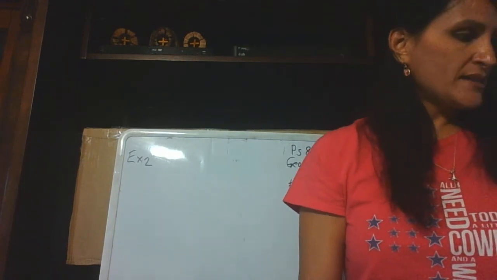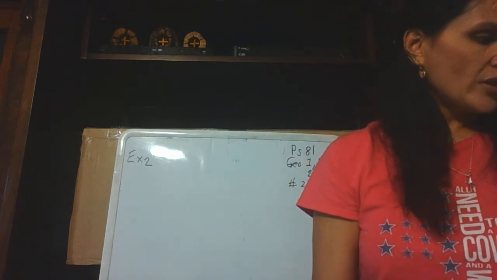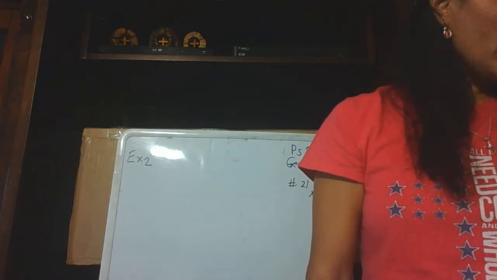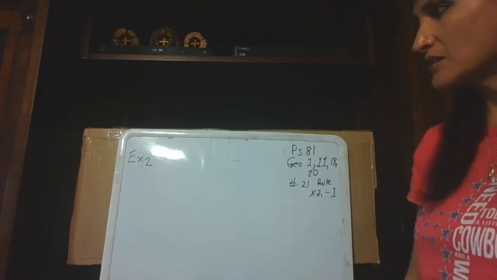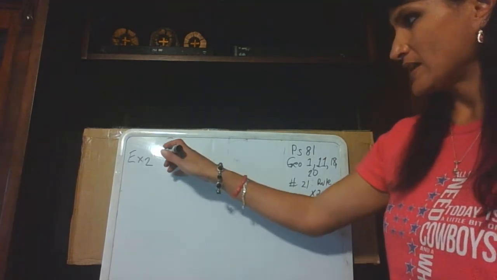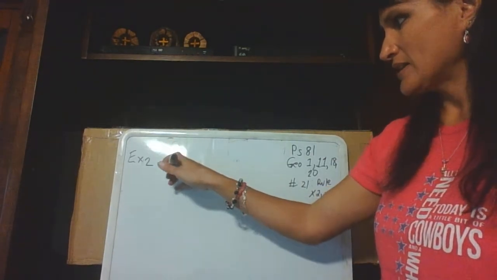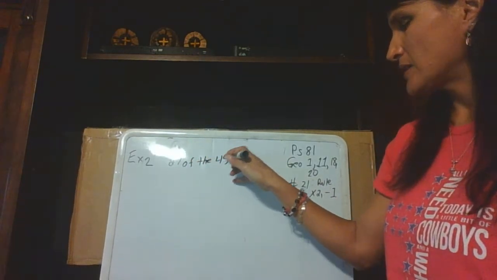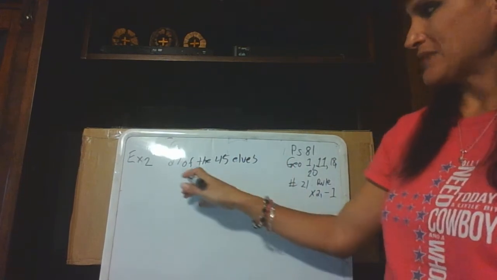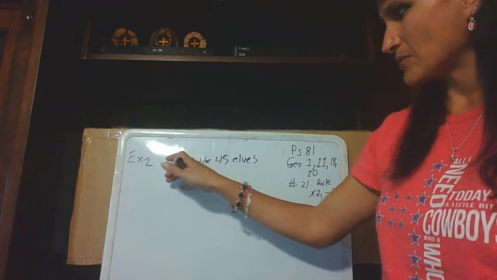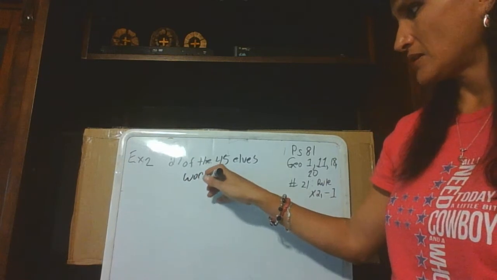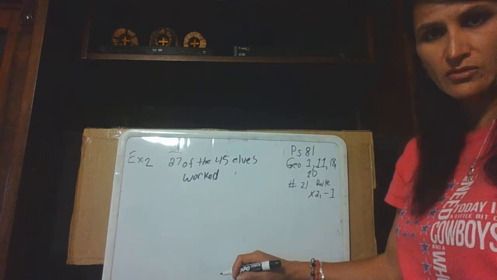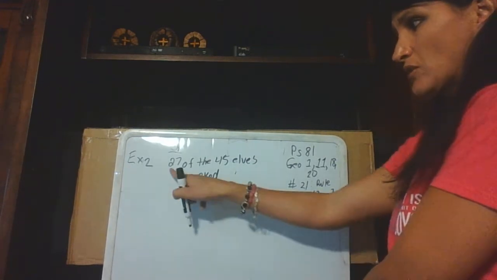Okay, so it says 27 of the 45 elves who worked in the toy factory had to work the night shift. What percent of the elves had to work the night shift? Okay, so we have to think about a little bit what a fraction means. When I tell you 27 of the 45 elves, I'm saying that the 27 is the part that worked, okay? And the 45 elves is my total elves, okay? So I'm actually given a part and a total.